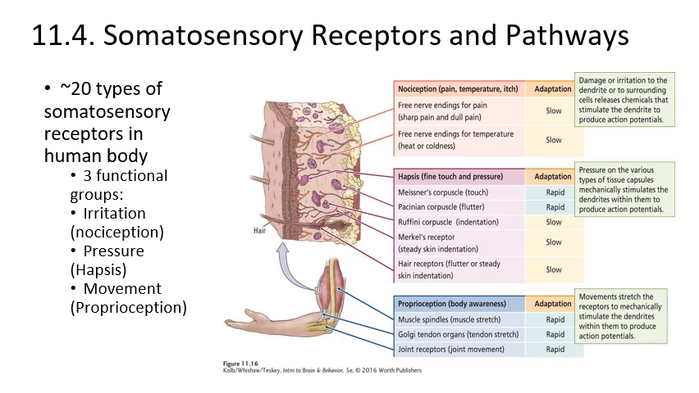There are approximately 20 different types of somatosensory receptors in the human body, but they fall into 3 main functional groups. There's irritation or nociception, so that includes pain, temperature, and itch. And there's pressure or fine touch, which is also known as haptics. And then there's proprioception, which is movement and body awareness. And don't worry about learning all these different types within those categories, just know that there are a range of types within those categories.